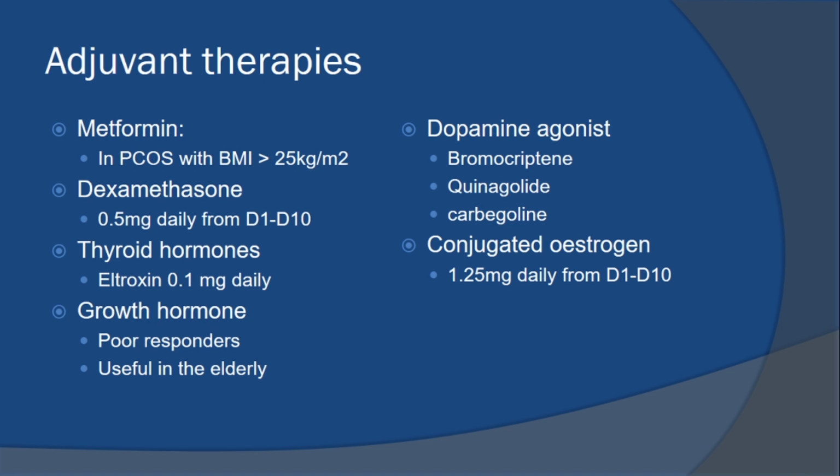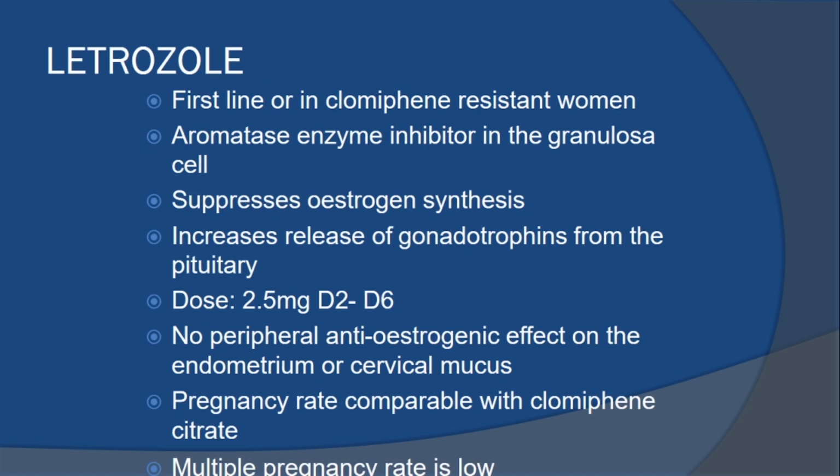Other therapy include metformin, which we have talked about, dexamethasone, thyroid hormones, growth hormone, dopamine agonists such as bromocriptine, cabergoline, quinagolide, and then estrogen too can be added to improve the chance of success.